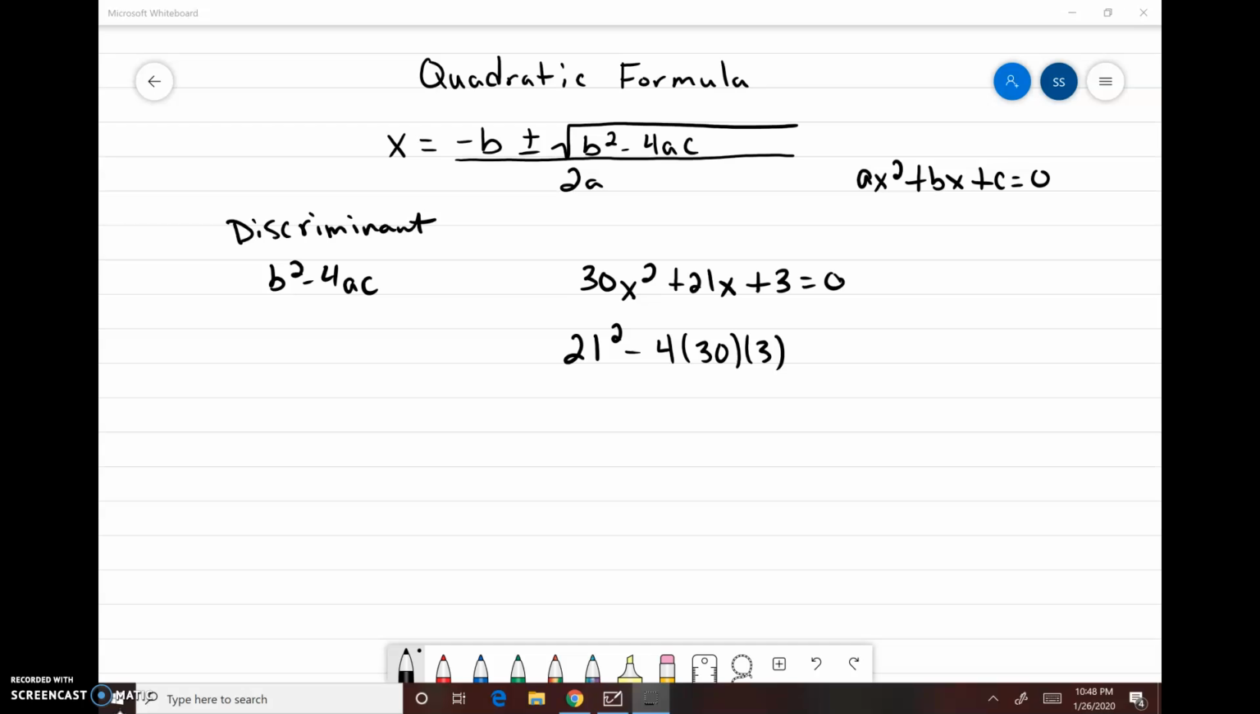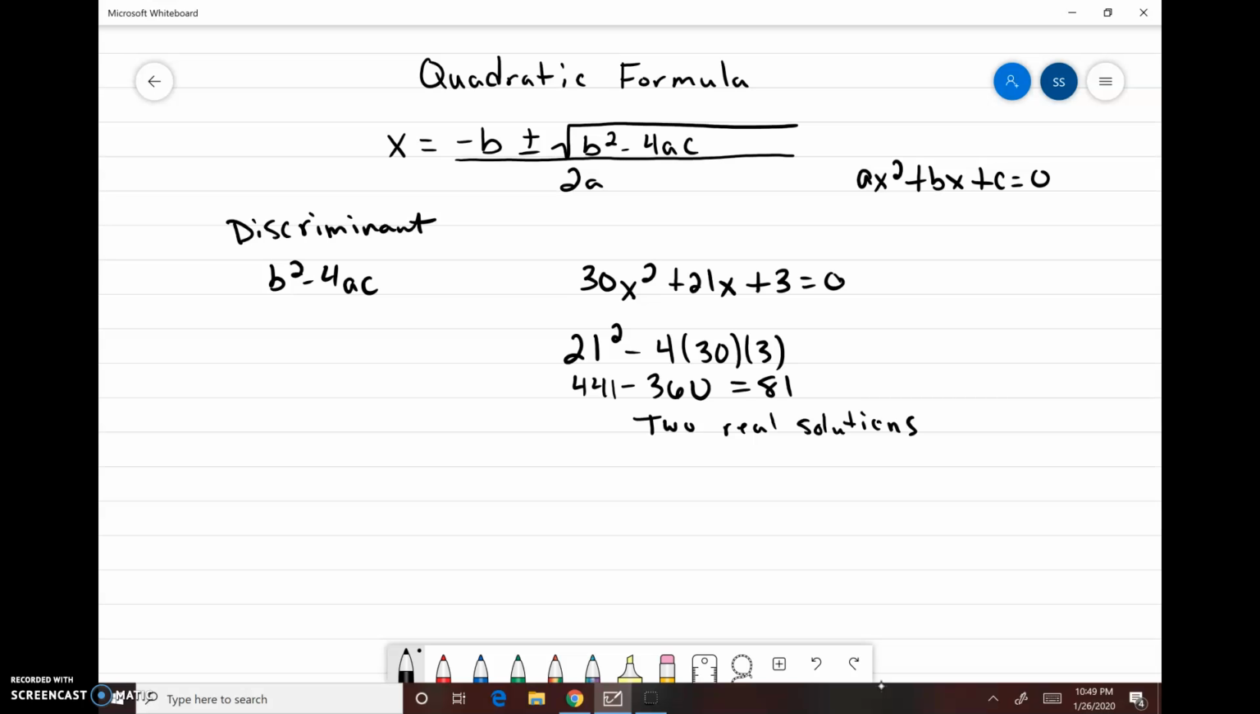All right, so 21 squared gives us 441. And then if we do 4 times the 30 times the 3, that's going to give us 360. And then if we do 441 minus 360, that gives us 81. Now, because I got a number that is greater than 0 for my discriminant, that tells me that I have two real solutions.